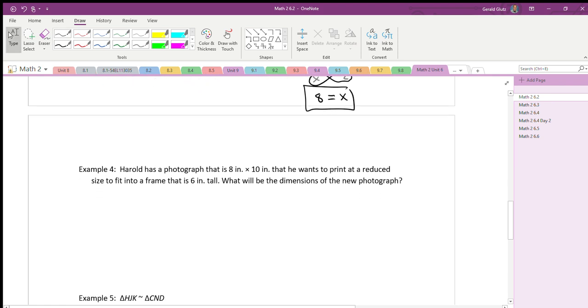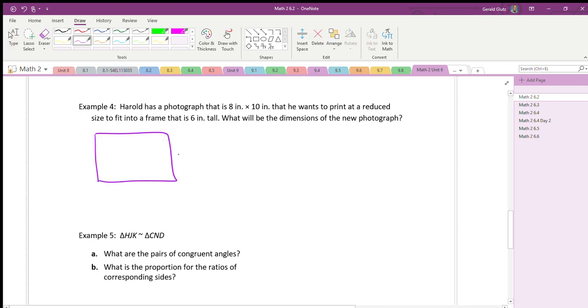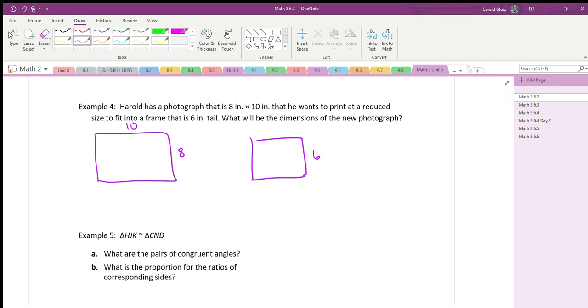Now moving on to the next page. Example 4, we got somebody with a picture that is 8 by 10 inches. He wants to print in a reduced size. So he wants the height of the new picture to be 6. And he wants the length to be something that we need to figure out. So again, I can use a proportion. So the side that matches up with x would be 10.